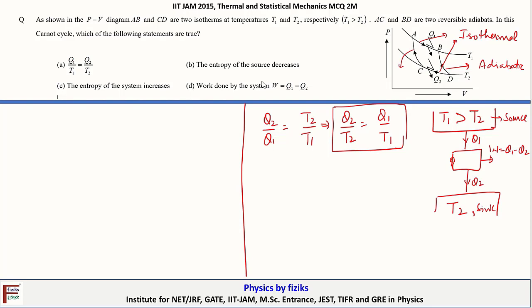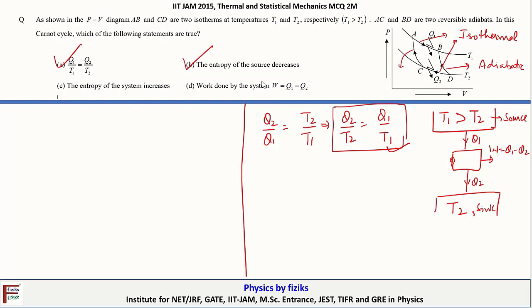Okay, so because the source is giving energy to the working substance, during this step the entropy of the source will decrease. So that means this point is also true, and the first point is also true as I have written here. Okay, so I think this point is clear.